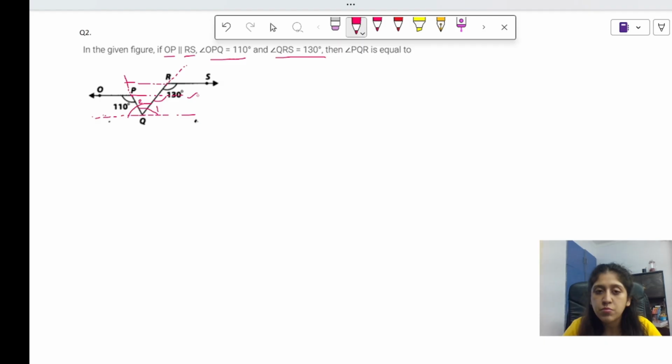I hope the diagram is also clear. You have to find PQR. Which angle do we have to find? We have to find PQR. I hope the question is clear. Now, to find PQR, we don't have much of parallel lines. If we extend OP, there's one parallel line. If we extend RS, we have another parallel line, but there's no relation with the PQR angle.